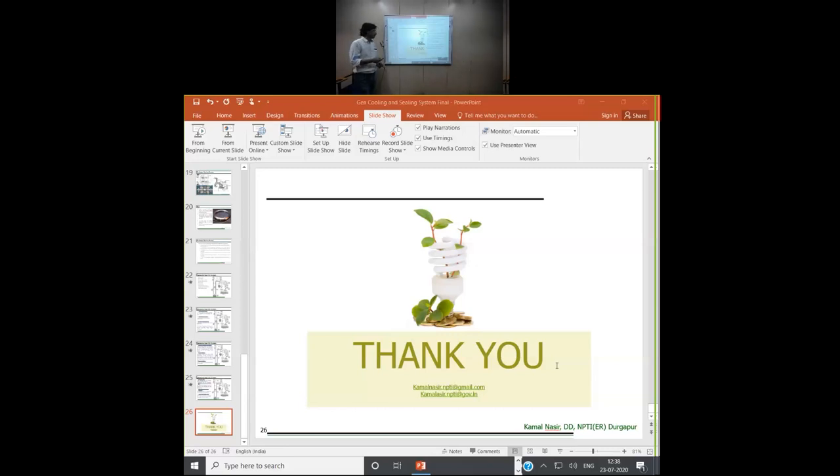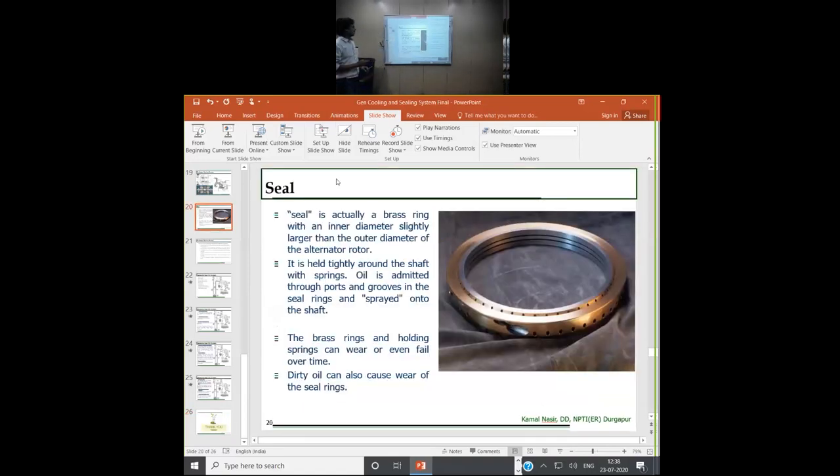And here what I have discussed is that the seal is a metallic ring that will be spring supported. We are putting in water, we are putting in oil in order to seal the hydrogen, preventing ingress of any foreign material in order to keep the purity of hydrogen intact. So that type of seal we are using. This seal is actually a brass ring with an inner diameter. If you go through this, you'll get that.